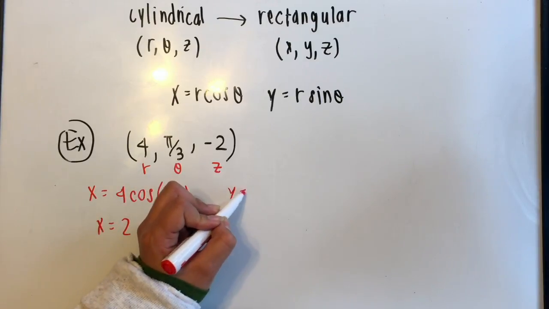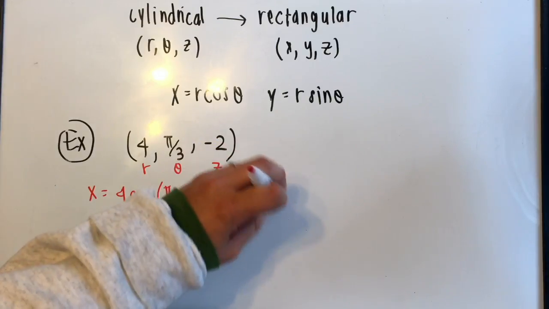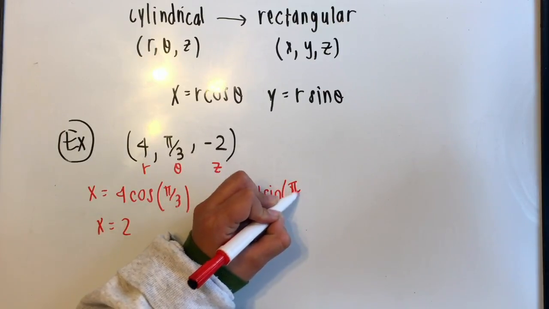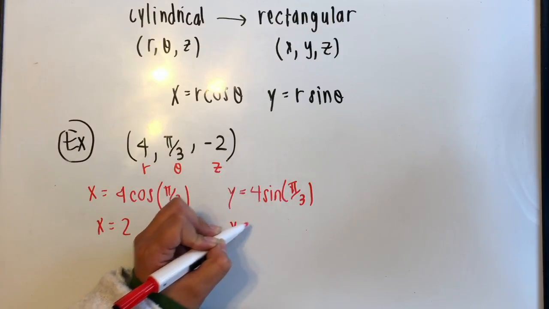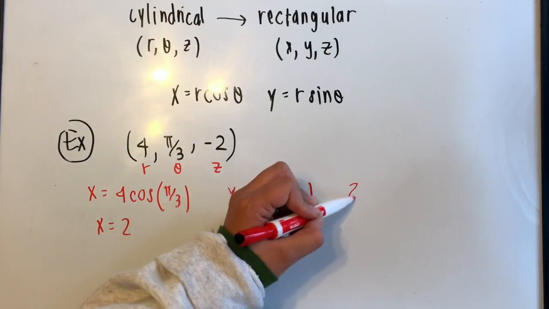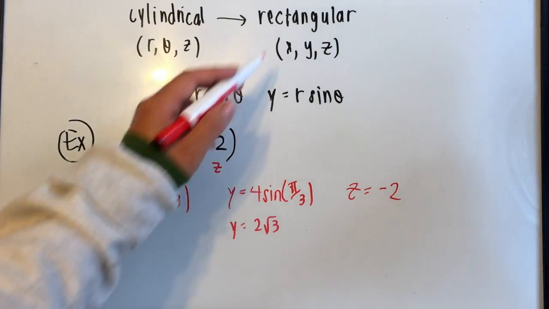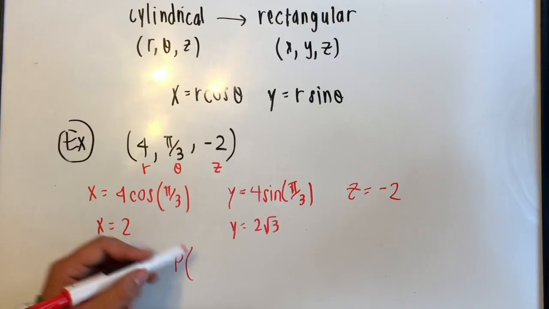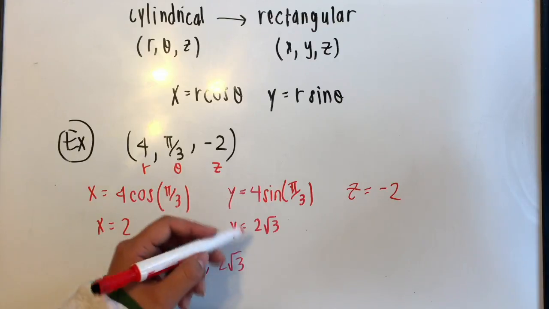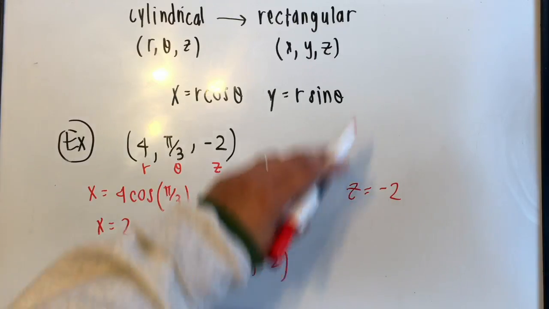And then our y would be the same, but now instead of cosine, we do sine of pi over 3. And so that would be 2 rad 3. And so our z is just our z, so it's the same value, z equals negative 2. So our rectangular coordinate would be 2, 2 rad 3, and negative 2.